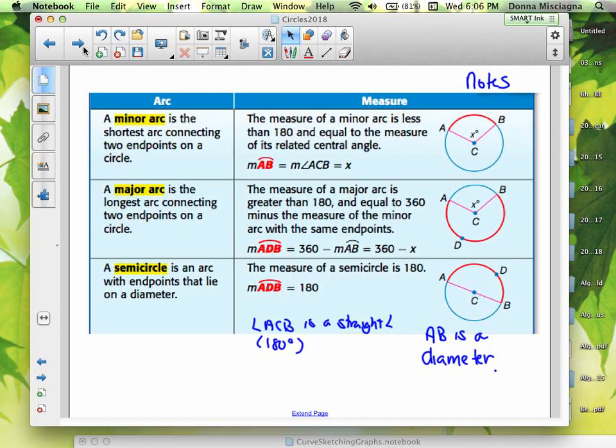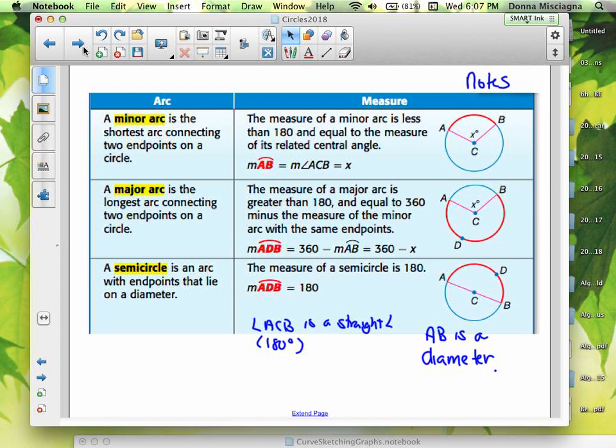All right, so here we have some information about central angles and their intercepted arcs. And this is in your notes. This is on the second page, or the last page of the notes that we haven't gone over. So a minor arc is the shortest arc connecting 2 points on a circle. The measure of a minor arc is less than 180 degrees, and it's equal to the measure of its related central angle. So the measure of arc AB is equal to the measure of angle ACB, which is X. A major arc is the largest arc connecting 2 points on a circle. So we have the same circle C there, right?